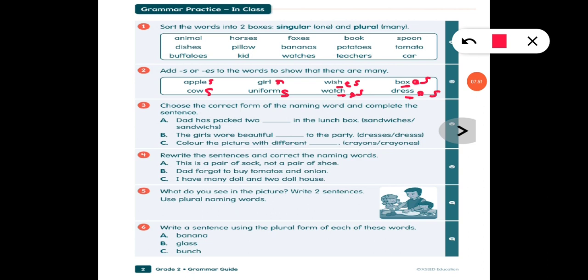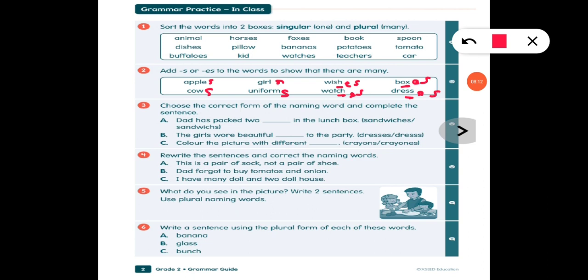Now let's do question 3. Choose the correct form of the naming word to complete the sentences. So you have to choose the correct option. First, Dad has packed 2 dash in the lunch box. Sandwiches.